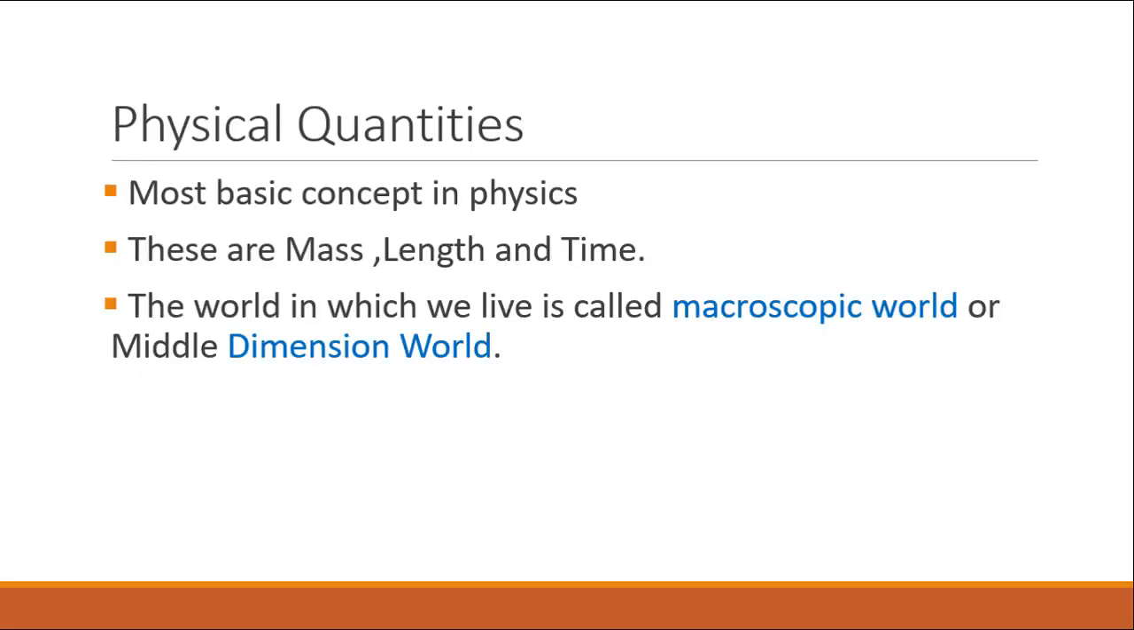The most basic concept in physics is the concept of physical quantities, and these physical quantities are mass, length and time. The world in which we live and the world which we observe through our senses is called the macroscopic world or the middle dimension world. It is called middle dimension because the ranges of physical quantities in this world are in between their extreme limits. I will explain it as we go along.